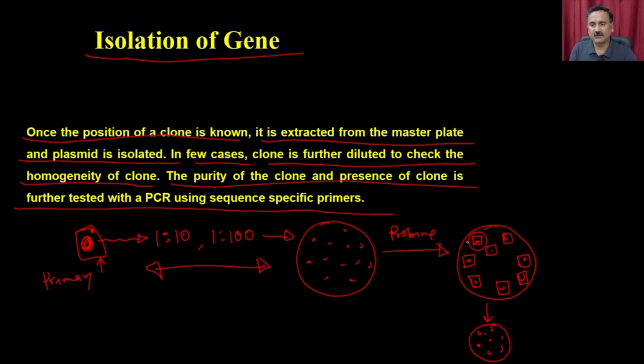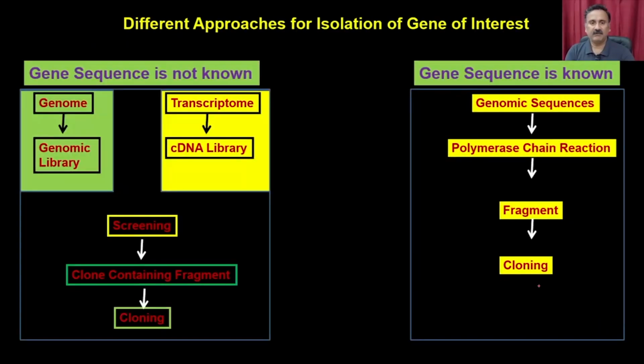Once you have got this, you can isolate the plasmid, and that plasmid is going to contain the gene of your interest. Then you can use PCR to get the amplified gene, and that amplified gene you can put into the expression vector, and that's how you can use it for protein production. So this is what we have discussed.